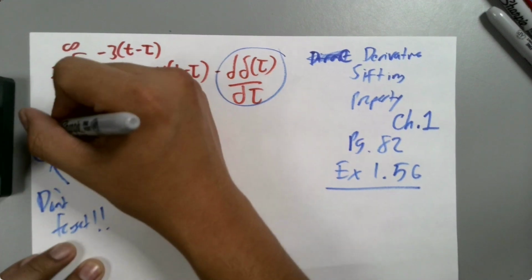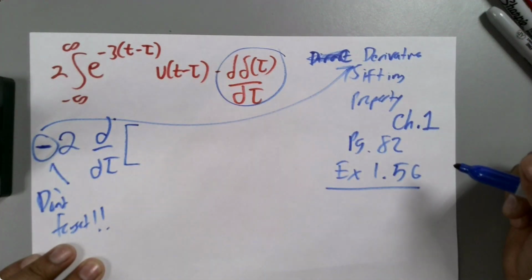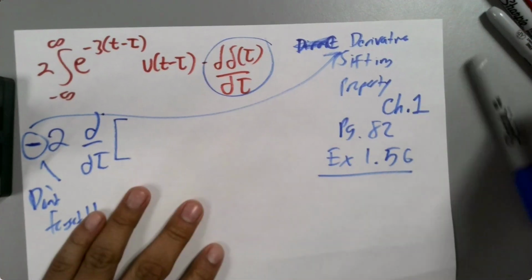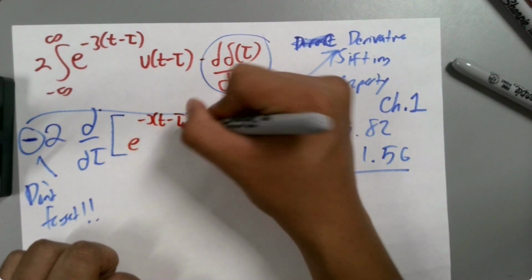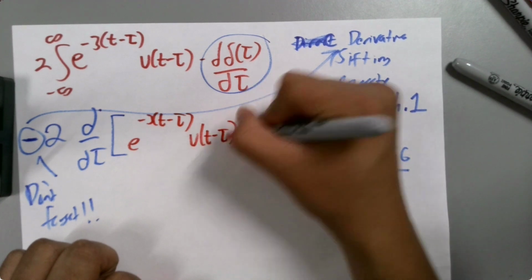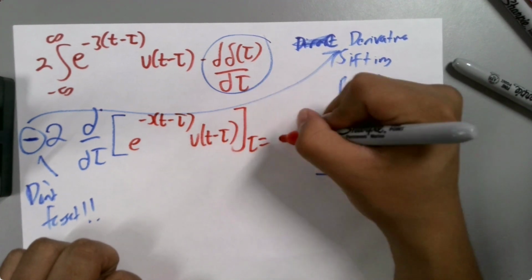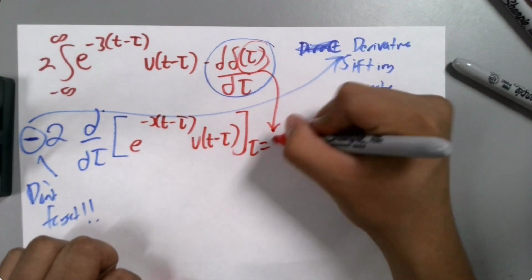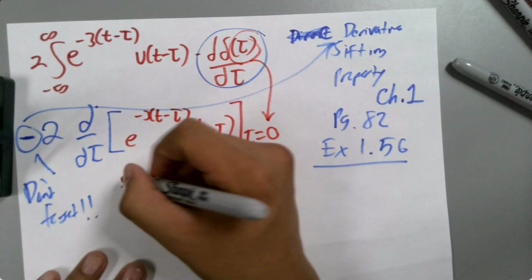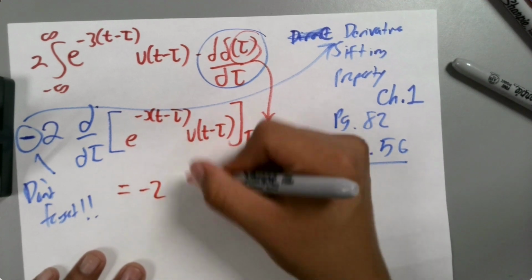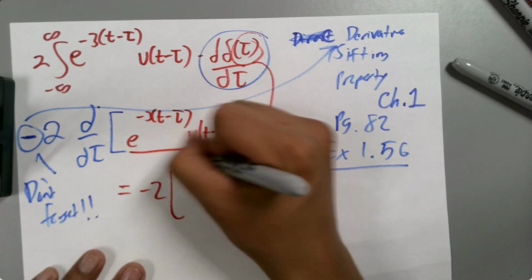It comes from this. Okay? That's the reason why it's there. Derivative of e to the minus 3 (t minus tau), u of (t minus tau), where tau is evaluated at 0. Okay? If you had a shift, you would have to evaluate at a different point. Taking a derivative, we're going to take a derivative of this first.